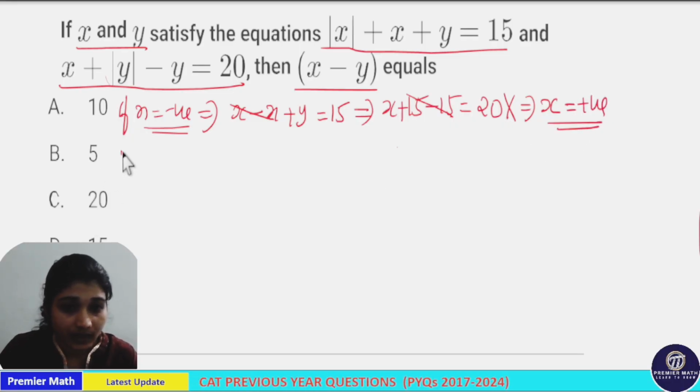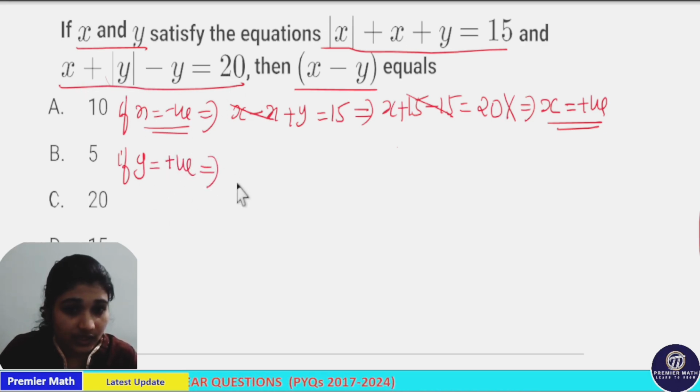Now here we have modulus y. So if we assume y as positive, then we can cancel this y term and we can get the x value. So just assume y as a positive value. Now the second equation will become x plus modulus of positive y is positive y, minus minus of plus y is equal to minus y, which is equal to 20. So the y terms cancel, x is equal to 20.